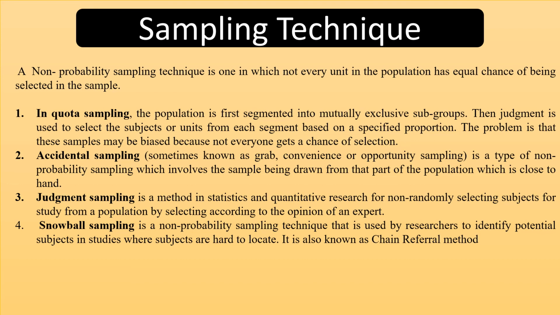Snowball. It is used by researchers to identify potential subjects in studies where subjects are hard to locate. So it is also known as chain referral. So just like in COVID-19, when there was a lockdown, in that time, if a researcher intends to collect data and have a sampling technique in mind, the appropriate sampling at that point could be snowball, whereby people can refer other people for them to respond to the survey.